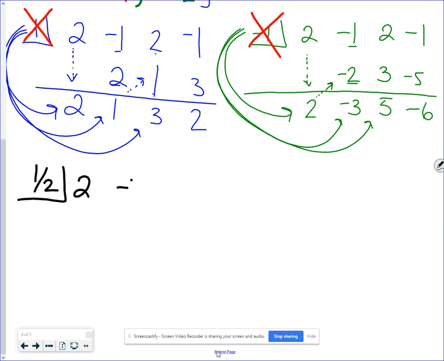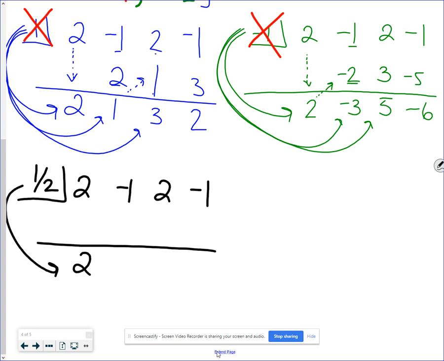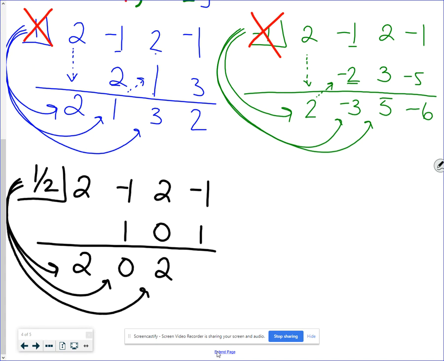Again, we just list out the coefficients. Drop the 2 down. We got 2. 1/2 times 2 is 1. -1 plus 1 is 0. 1/2 times 0 is 0. 2 plus 0 is 2. 1/2 times 2 is 1. And guess what? We finally found one that works. The remainder is 0.